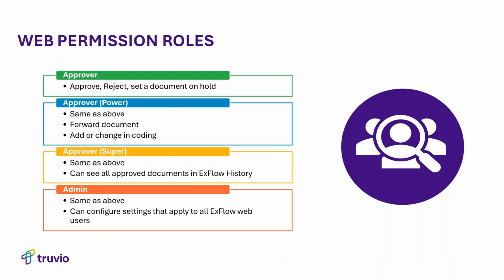And then we have approver super. It's the same as above. You can see all approved documents in ExFlow history as well. And then we have admin, and it's the same as above. But the admin can also configure settings that apply to all ExFlow web users. So there's a lot of admin settings that you guys can use in the approval web as well.